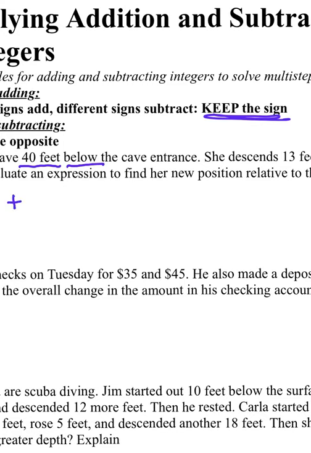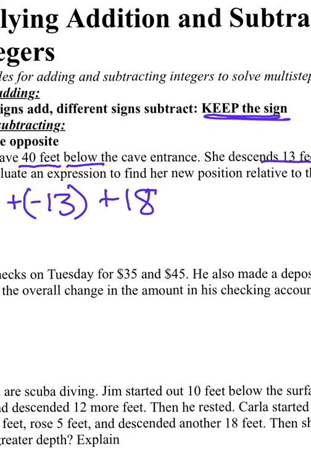She descends 13 feet. So you could say plus a negative 13 or minus 13, whatever you want to do, because it's the same, right? Can you all see that? Then what happens? She ascends 18 feet. So what does that mean? She goes up, so plus 18 feet.